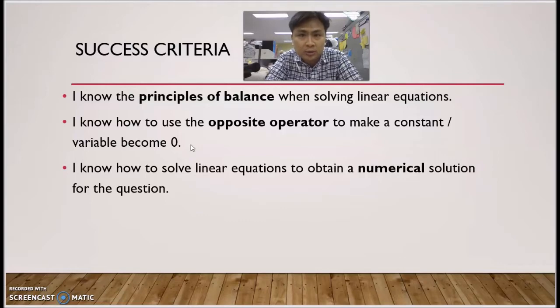So for all solving equations questions, our final objective is to get the value of 1x, 1y, 1a, 1b, etc. We want to obtain a numerical value. That's our objective, right?